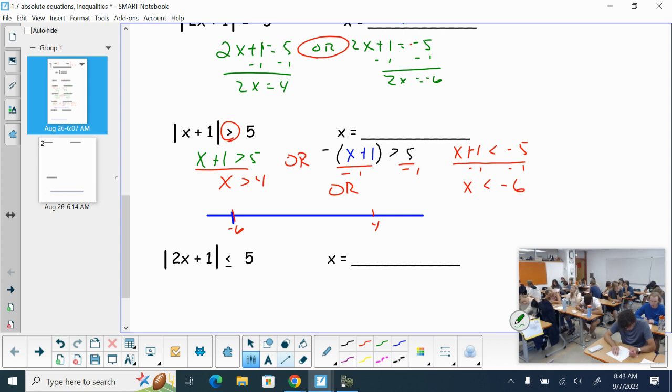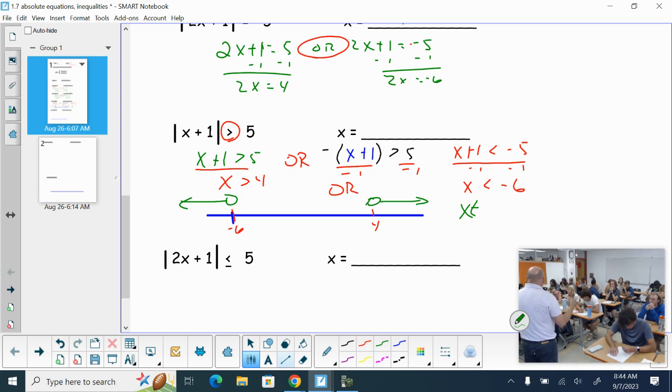Melissa, what do your graphs look like? So then we go to our x is a member of. We go negative 6 to the left and 4 to the right. So both of our intervals are unbounded. Both of them are unbounded, going to your positive and negative infinities and beyond.